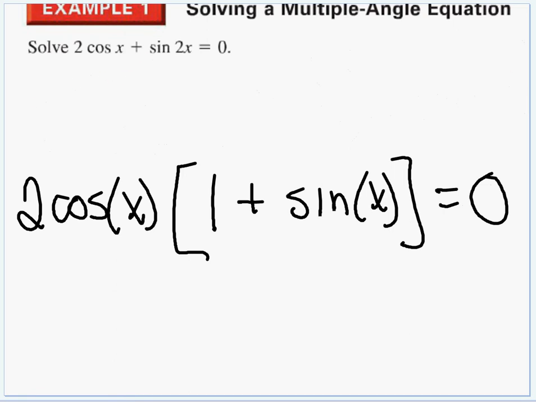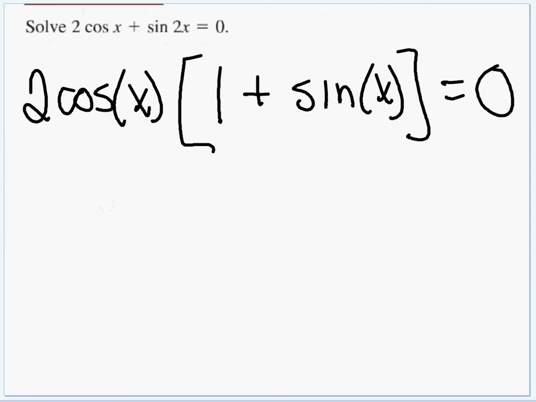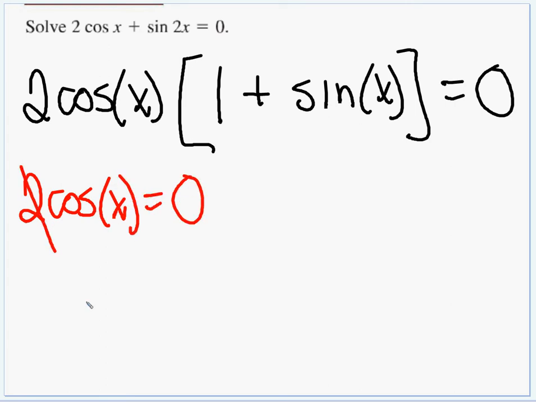Okay, so we were able to factor it. It's set equal to 0. I think you know what's coming next. Let's set each factor to 0. 2 cos x equals 0. We can divide by 2.